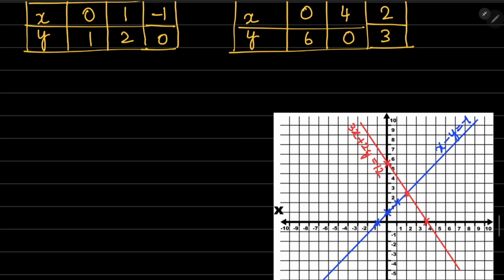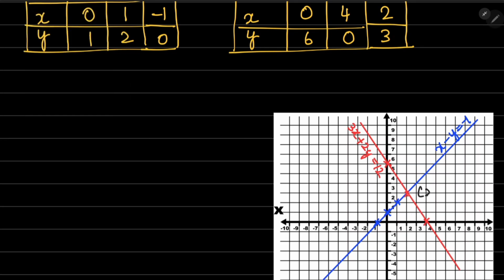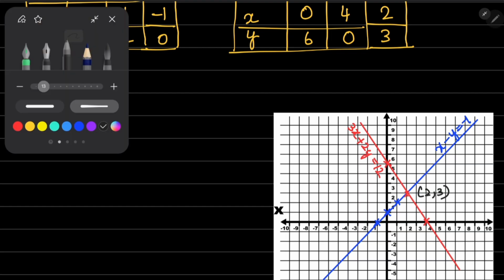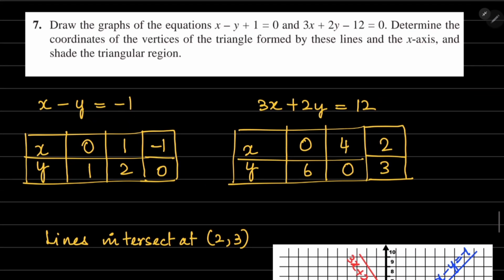Where do the lines intersect? The lines intersect at 2 comma 3. Okay, so we can write down that the lines intersect at 2 comma 3. That's the first thing. And what is the question asked? Determine the coordinates of the vertices of the triangle formed by these lines.